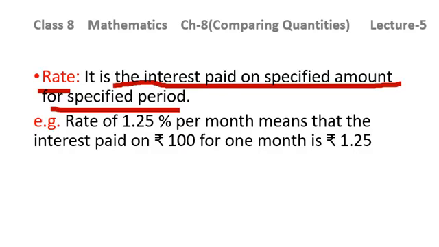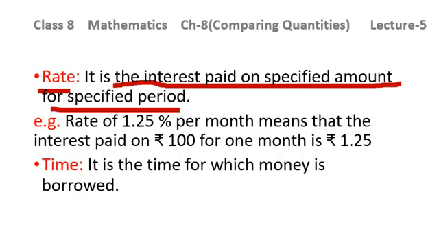Here we have taken the example of rupees 100. If it has been borrowed for 1 month, then a rate of 1.25% means that the interest paid on rupees 100 for 1 month is rupees 1.25. Now, time. Obviously, we have discussed it in the previous slide also. It is the time for which the money is being borrowed. Simple as this. So rate is the interest paid on a specified amount for a specified period.